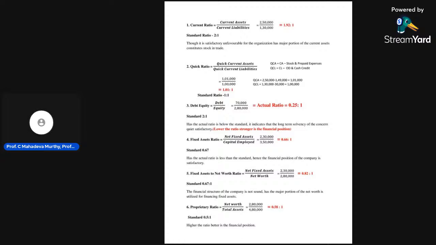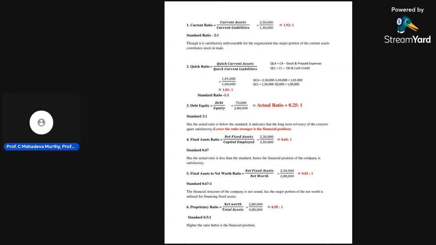Net fixed assets are 2,30,000. See the position statement. Then 2,30,000 divided by capital employed. Capital employed is 2,80,000 plus 70,000, that is 3,50,000. So net fixed assets, total fixed assets, 2,30,000 divided by capital employed, debt plus equity, 3,50,000, is equal to 0.66 is to 1.